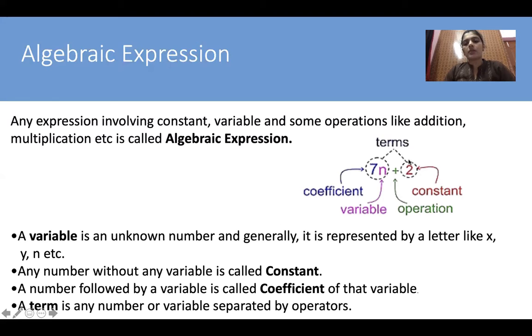In this example, this 2 is a constant and this 7 is the coefficient, as it is followed by a variable, so this number is the coefficient of variable n and this is the constant. And here we have two terms as they are separated by a plus. This plus is an operator, and these two terms are separated by this plus sign. So here we have two terms, 7n and 2.